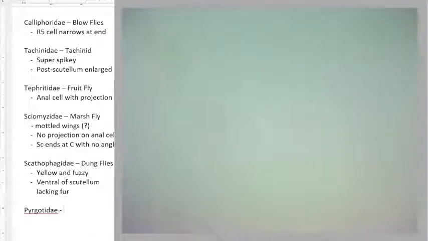And the pergodids are, I forgot their common name. What's their common name? I'm going to have to look it up because I don't remember what the common name of these guys is.